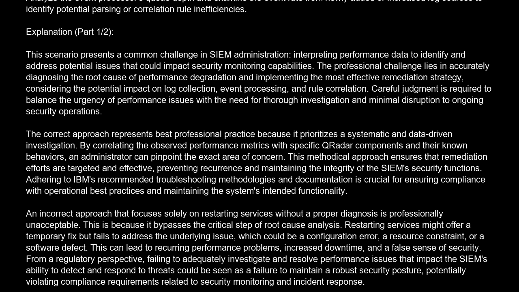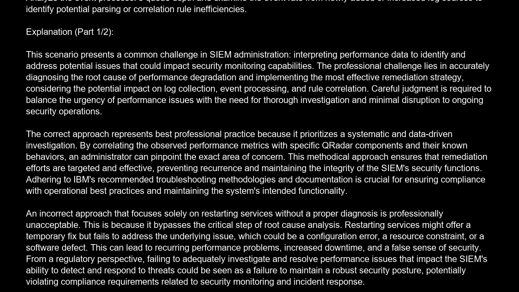system's intended functionality. An incorrect approach that focuses solely on restarting services without a proper diagnosis is professionally unacceptable. This is because it bypasses the critical step of root cause analysis. Restarting services might offer a temporary fix but fails to address the underlying issue, which could be a configuration error, a resource constraint, or a software defect.